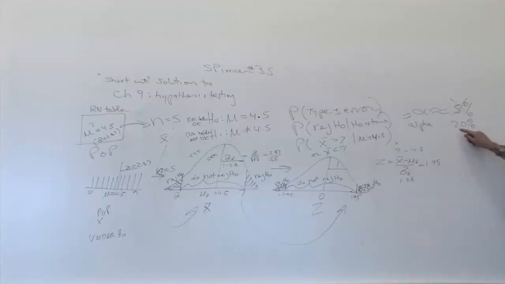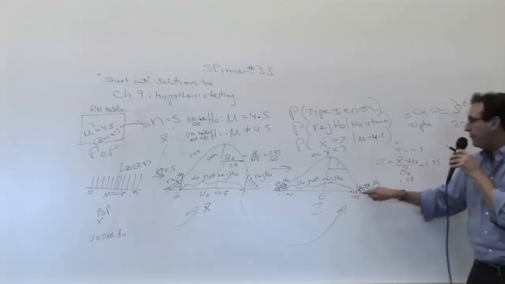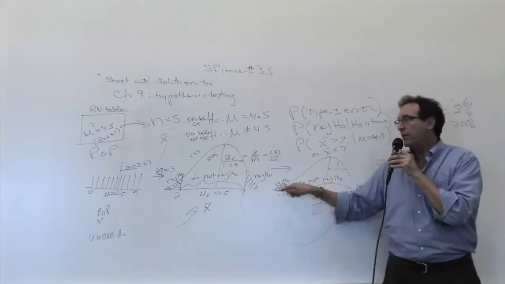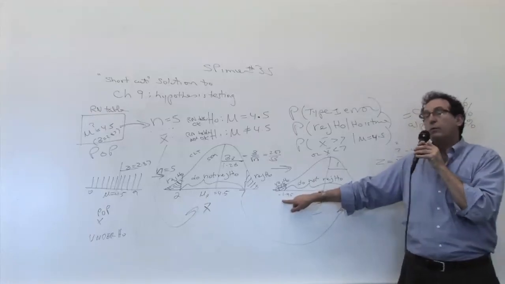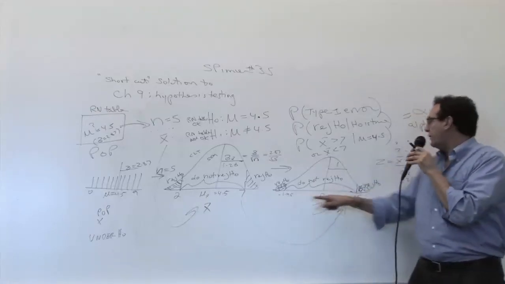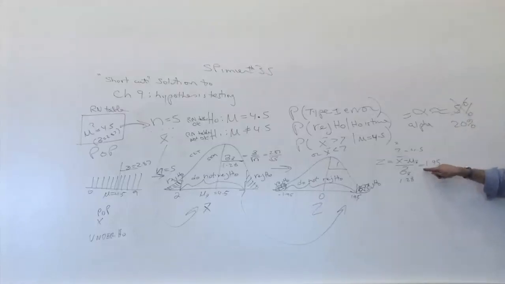Exactly. So what we said, we know this has got to be 20%. That means this has got to be what? 10% and 10%. So which number in the back of the book cuts off 10%? We did this last time. Minus 1.28. So then you take this equation and you make it equal to minus 1.28, because that's what we know the z-score has to be to satisfy our criterion.